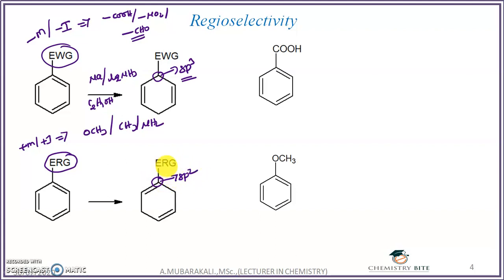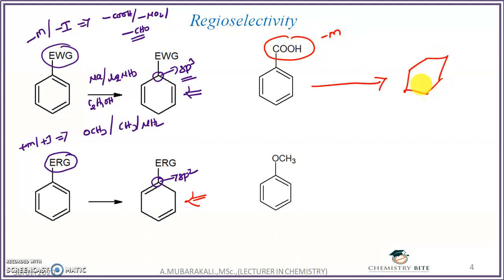So if you have an electron withdrawing group, you will get the cyclohexadiene with this type of structure, and if you have electron releasing groups, you will get the cyclohexadiene with this type of structure. For example, you can see some reactions here. Benzoic acid, when it participates in the Birch reaction, what will be the product? COOH is a -M group. So in the product, the carbon which is attached to the -M group will be the sp3 carbon atom. So the product is this.